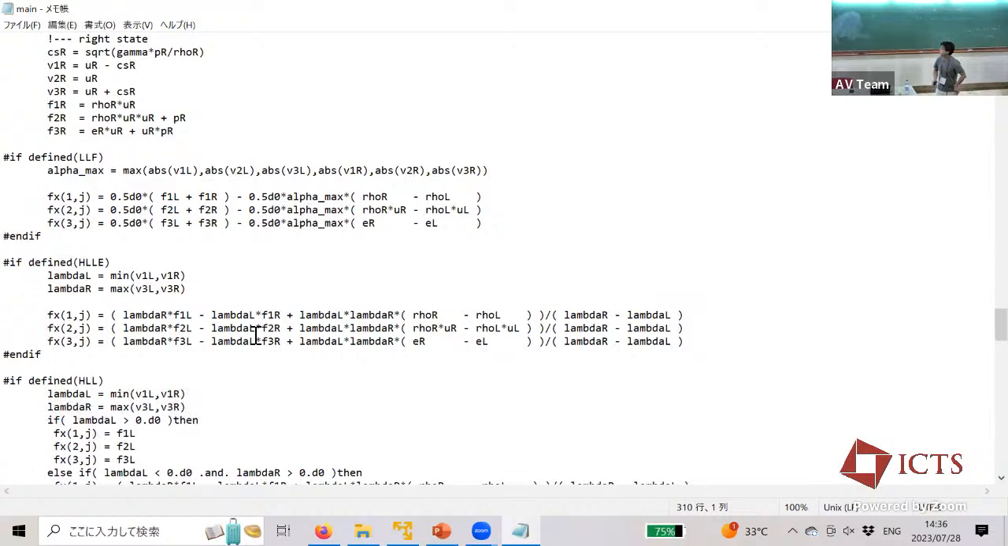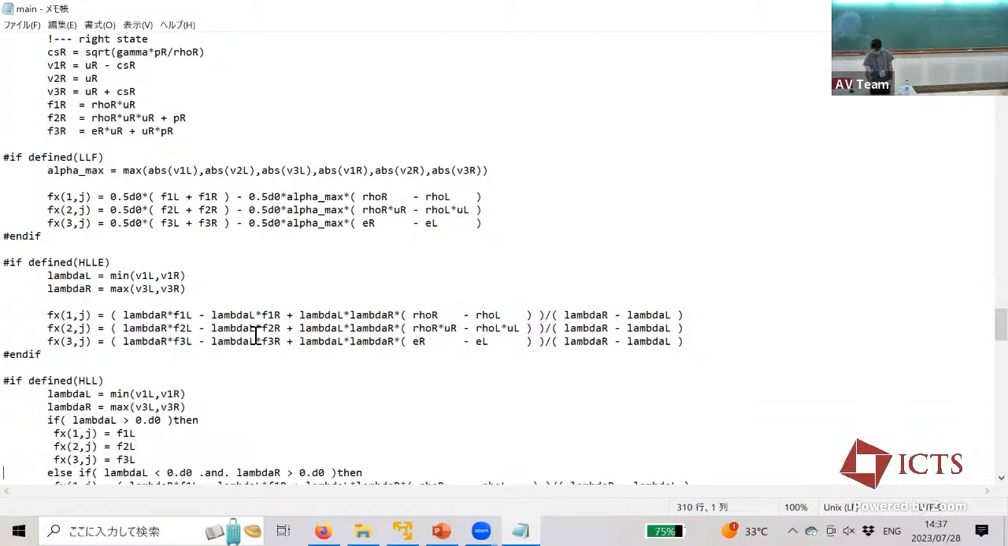For the left propagating characteristic, you take the minimum value of the left propagating characteristic in the L state and R state. For the right propagating characteristic speed, you take the maximum of u plus cs for the left and the right side. Then the numerical flux is given by this formula: the right propagating characteristic speed times the physical flux in the left state, minus the left propagating characteristic speed times the physical flux in the right state, plus this additional term. Okay, this is the HLLE scheme.